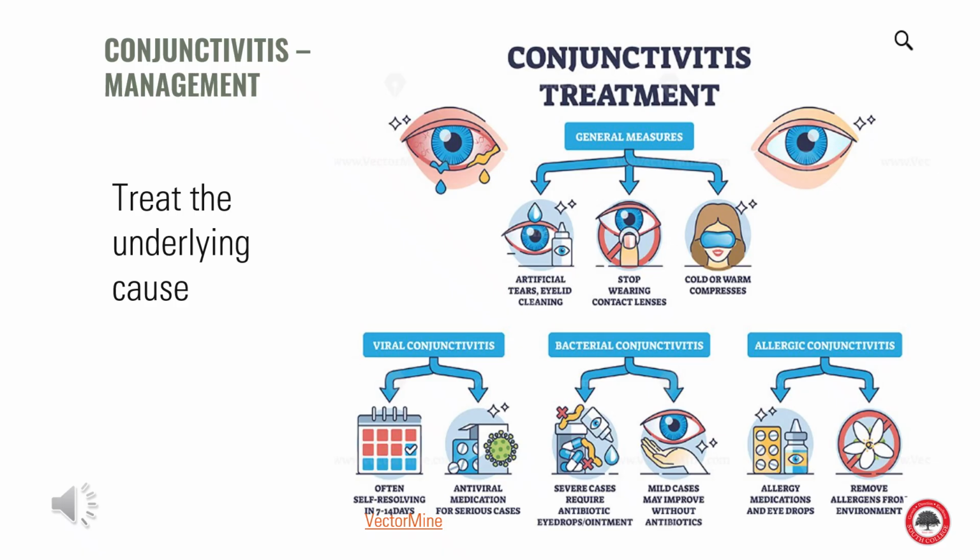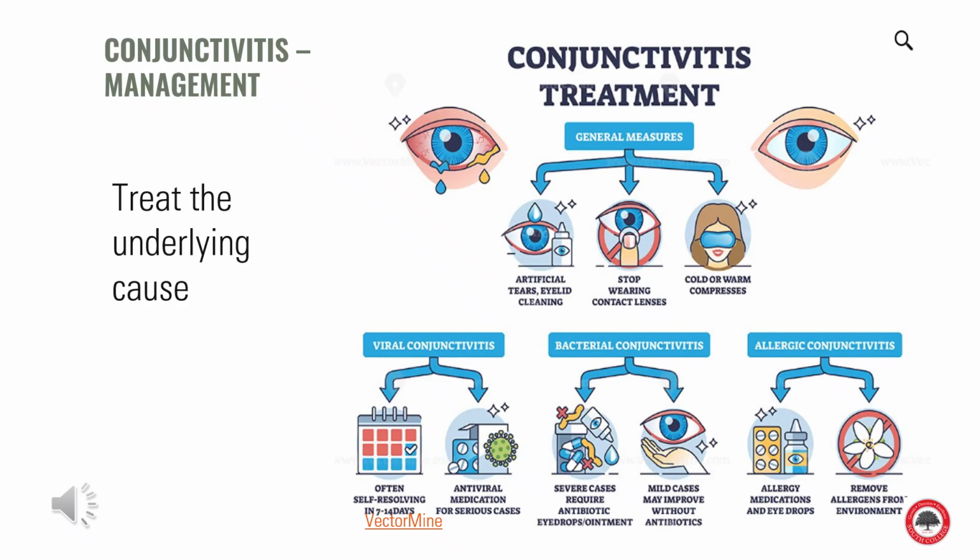So the general measures are artificial tears, stop wearing contact lenses, and cold or warm compresses. For viral conjunctivitis, it's self-resolving, and there are antiviral medications like we talked about in the previous slide. Those are important. For bacterial conjunctivitis, severe cases require antibiotic eye drops or ointment, and mild cases can usually improve without antibiotics. Sometimes the antibiotics are going to cause more problems for you because they might have a reaction to them. Their eye turns red and they get more problems, so you don't know what's what.